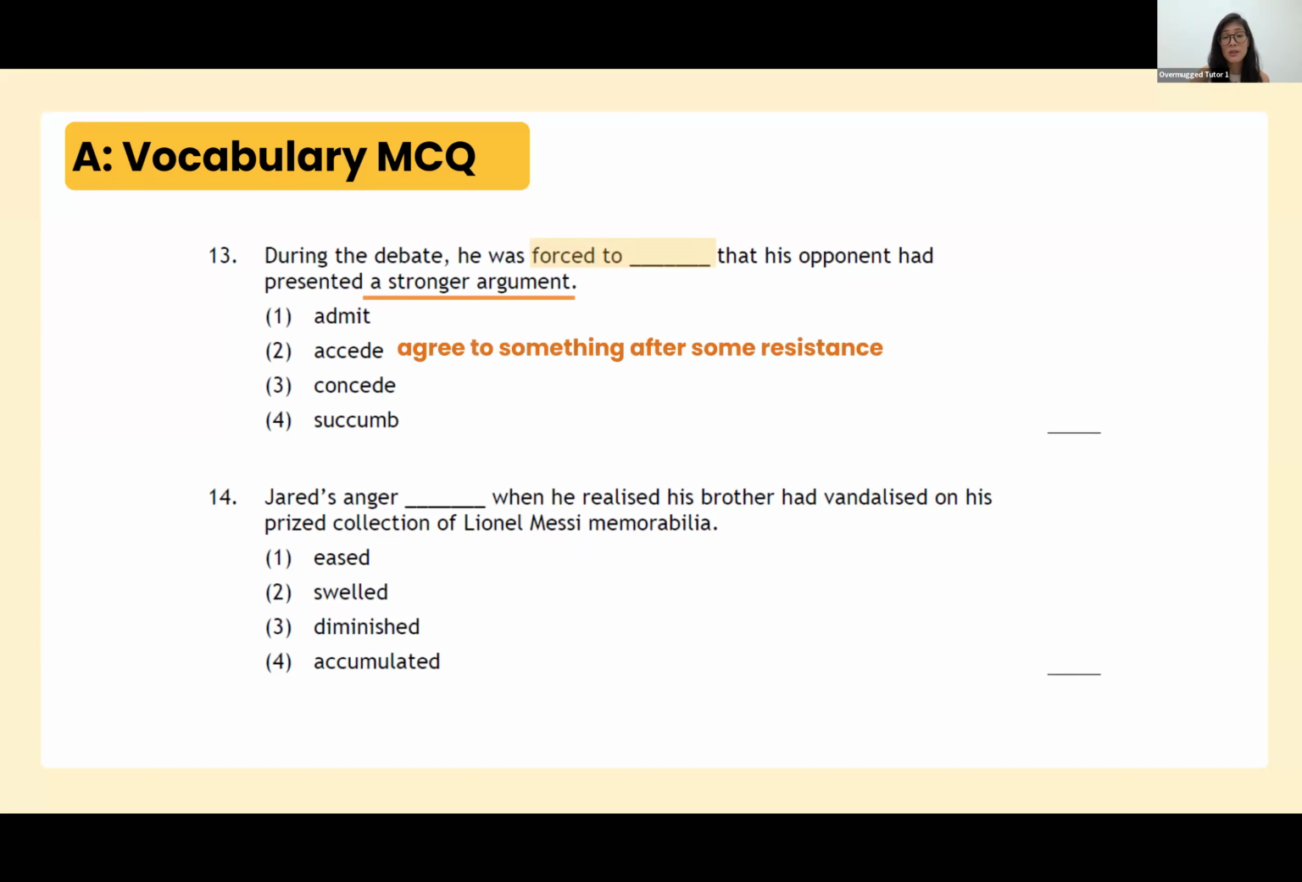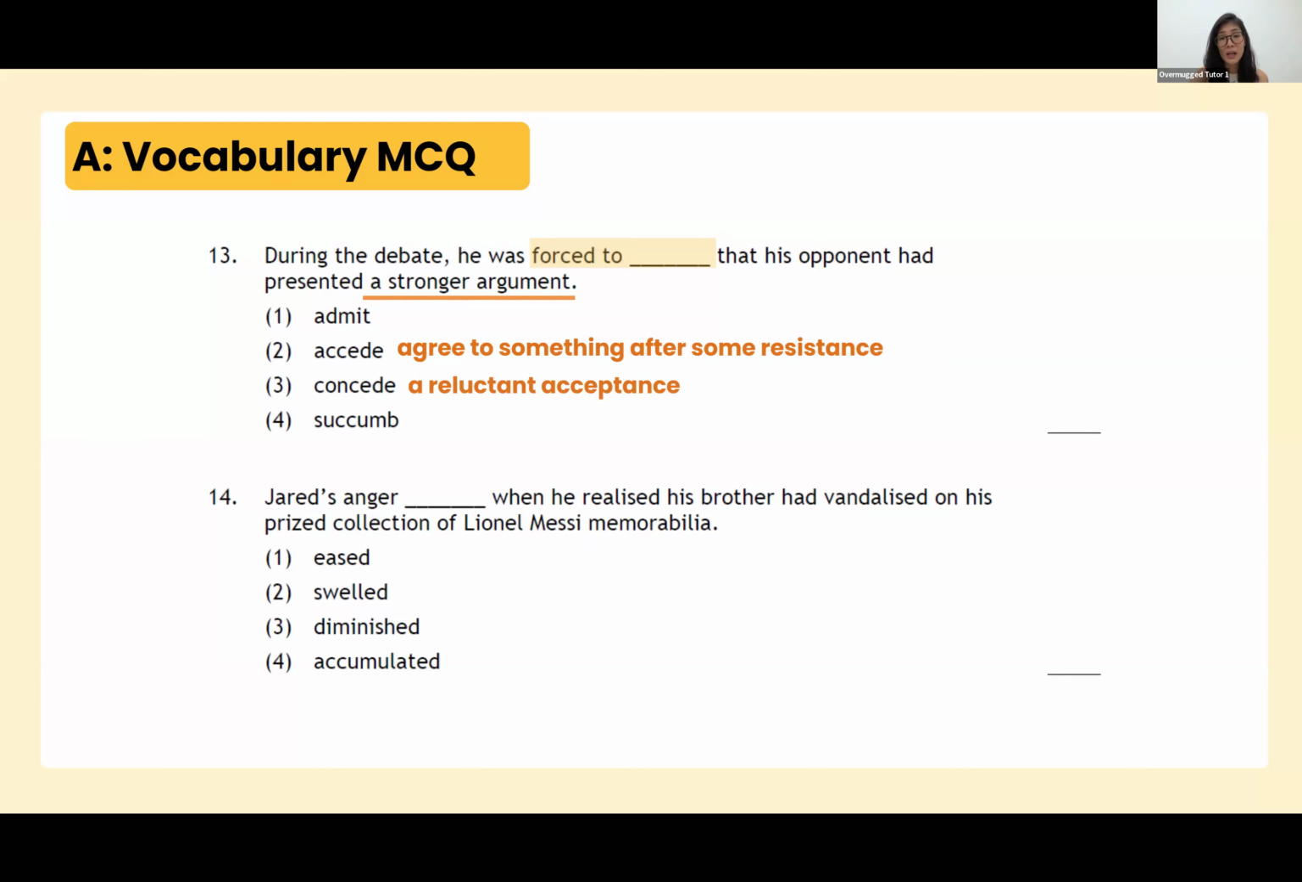When you accede, you agree to something after some resistance. So perhaps you might be familiar with this when you're making requests from your parents. Maybe, Mommy, can I sleep a little bit later tonight? I really want to catch the show, just 10 minutes. So after much negotiation, Mommy says, okay, that's Mom acceding to your request. Concede is actually a reluctant acceptance. Usually we pair it with to concede defeat.